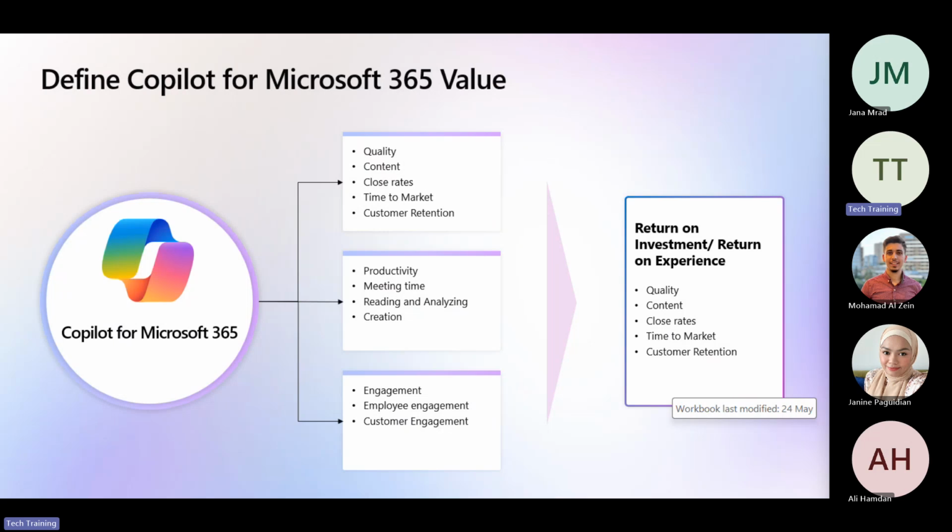Define Copilot 365 value. Of course, you now have the value of 365: quality content, close rates, time to market, productivity, everything that will at the end be a return on investment. As you can see, the return on investment, as I said earlier, might be direct or indirect, but at the end, the product will pay for itself.